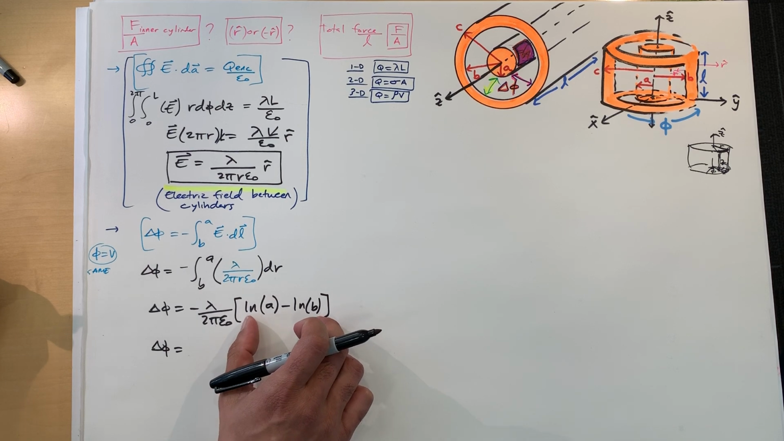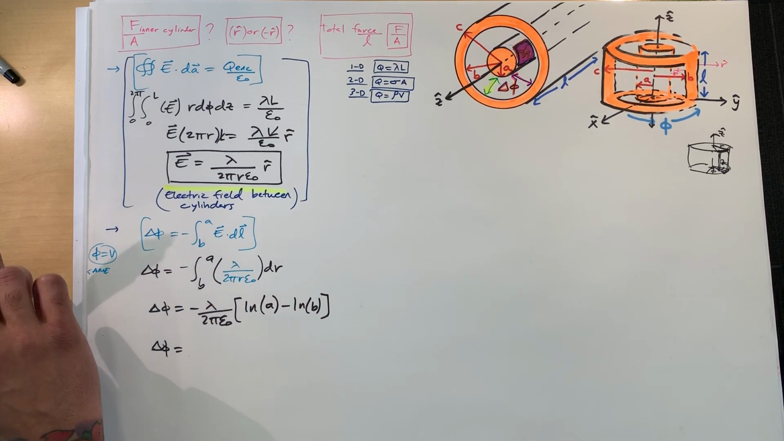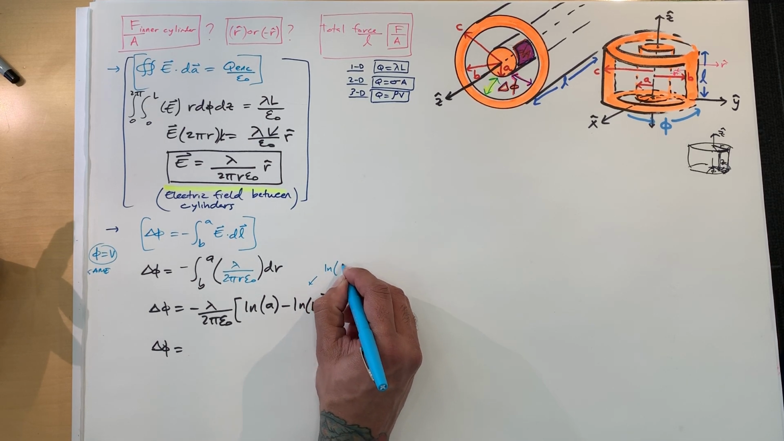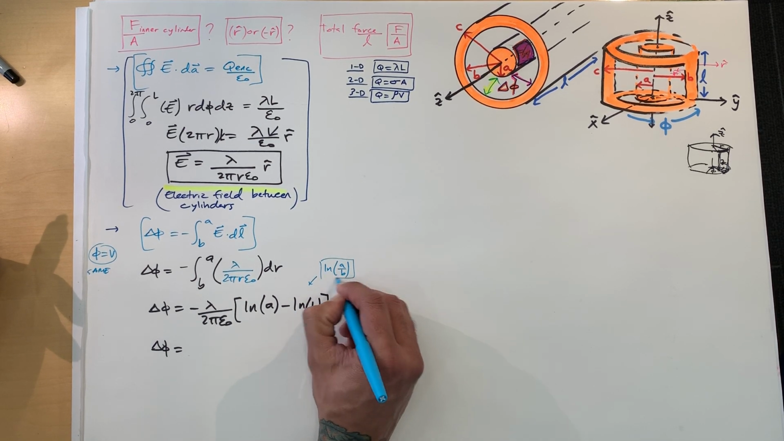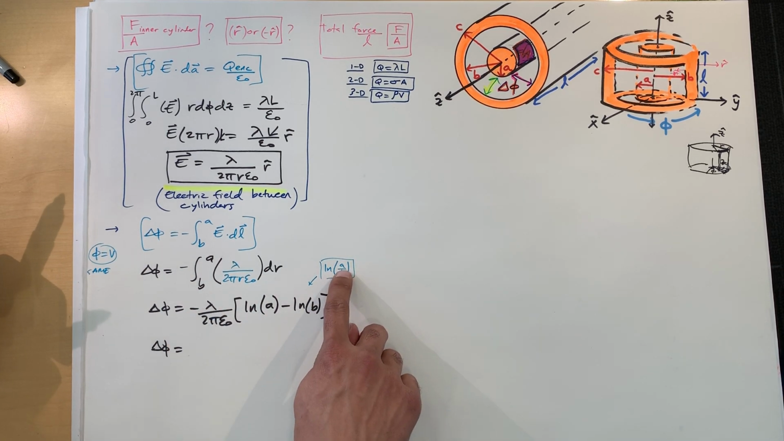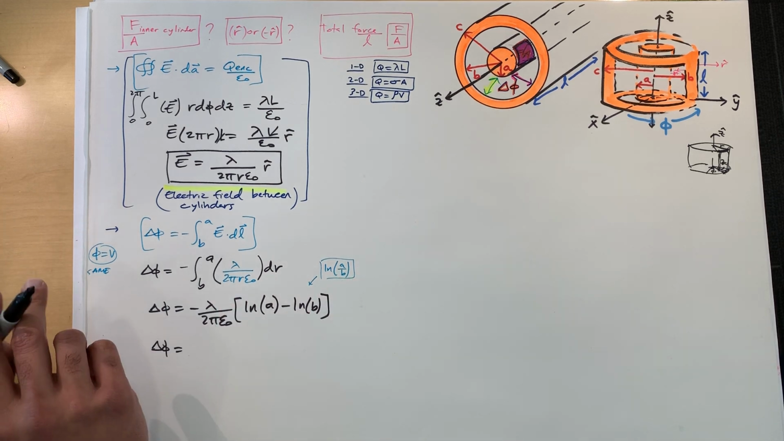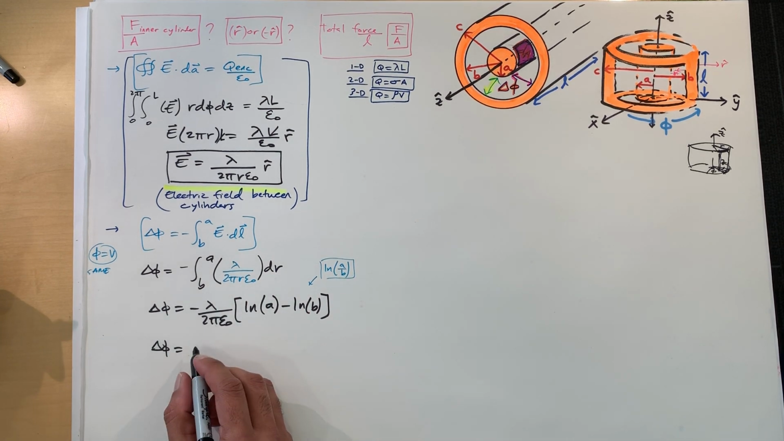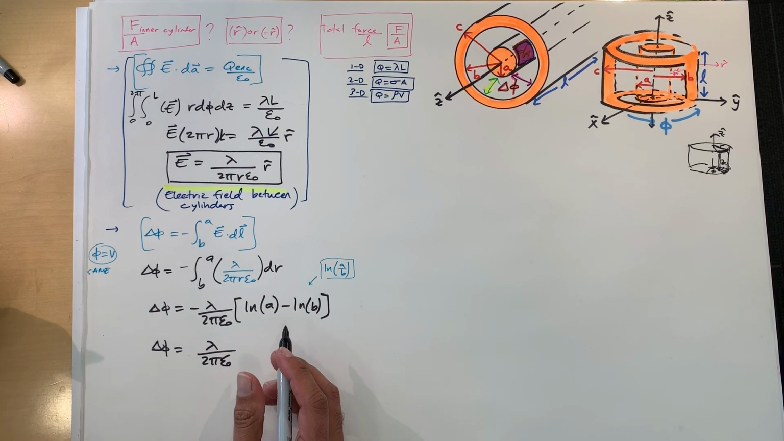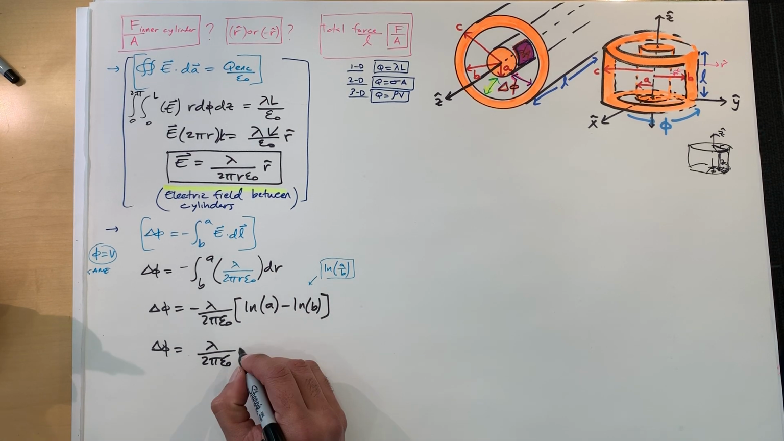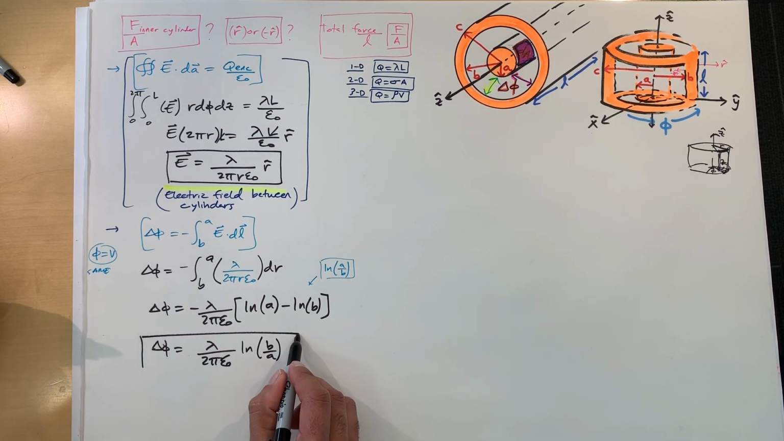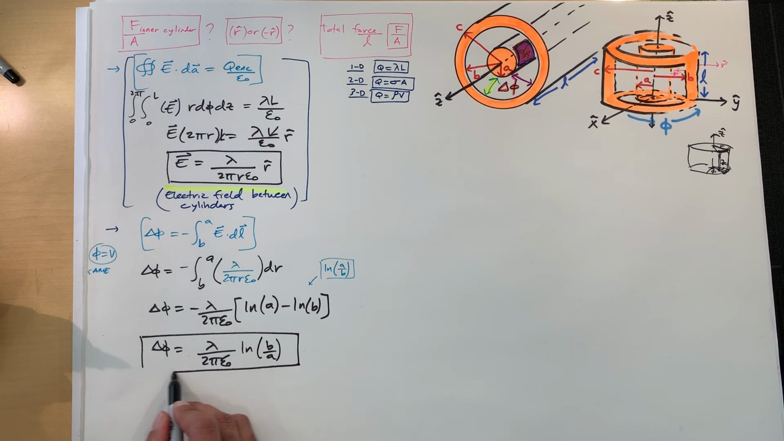So this ln is going to be ln of A over B, using properties of ln from these two. And then this negative here is going to make these two flip, so it's going to be B over A. All right, so we have lambda over 2 pi epsilon naught, and then we have ln of B over A. So this is our potential.